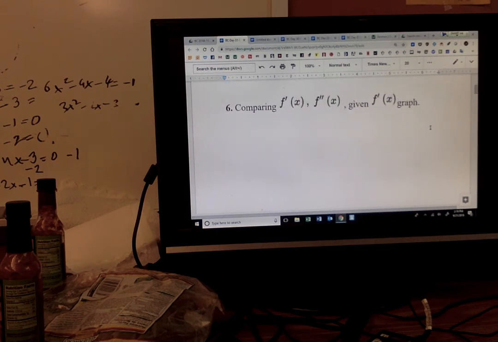Okay, copy down number 6, please. It looks the same, but actually it's different. Why is this different? Look at the very end. You need the f dash graph. So take that down, please. So this is the f dash graph.